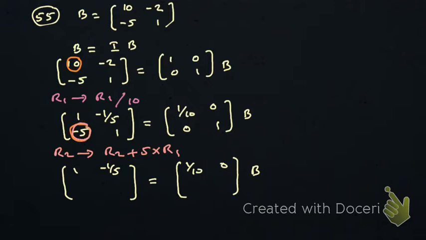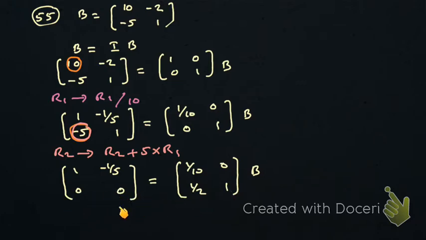-5 plus 5 is 0. 1 plus 5 times -1 by 5. What is 5 times -1 by 5? -1. 5 times -1 by 5 is -1. -1 when I add here, that's going to be 0 there. And you multiply this by 5. 5 times 1 by 10 is 1 by 2. Add it here. So 1 by 2. 5 times 0 is 0. Add it here. 0 plus 1 is 1.